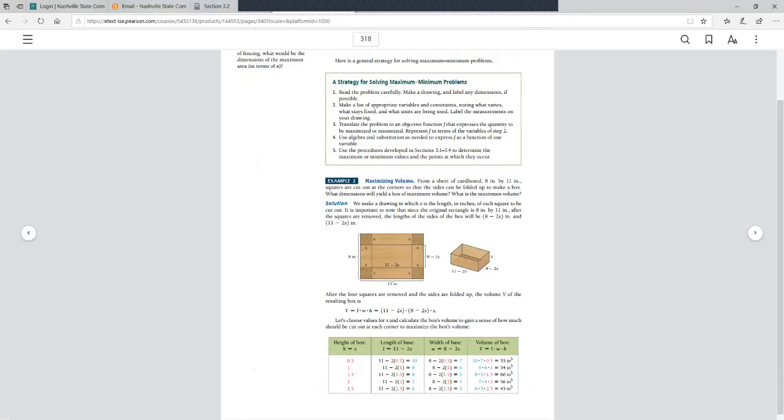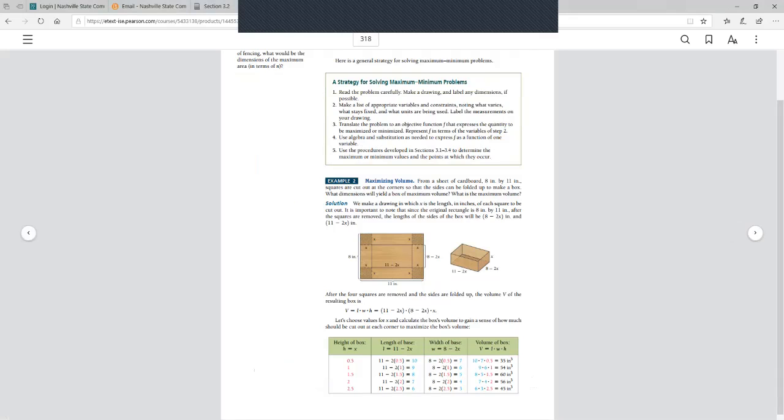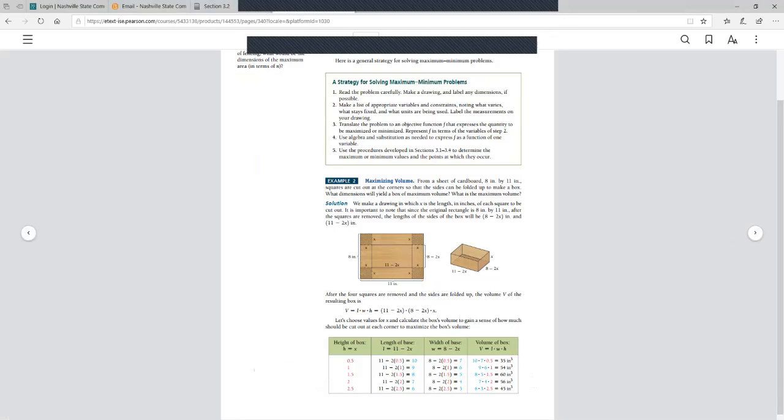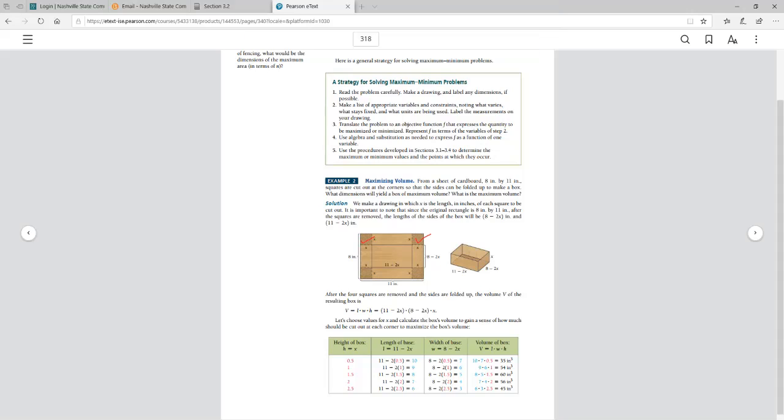Example 2, maximizing volume. Here we have a sheet of cardboard. This is an 8-inch by 11-inch piece, and we've decided to cut squares out of the corners. In other words, we're going to take this square out, we're going to take this square out, and this one, and this one. We're going to cut those squares out so that we can fold the ends up to make a box. But we want to find the maximum volume. What's the biggest box we can create in terms of volume if we cut those squares out of the corners?